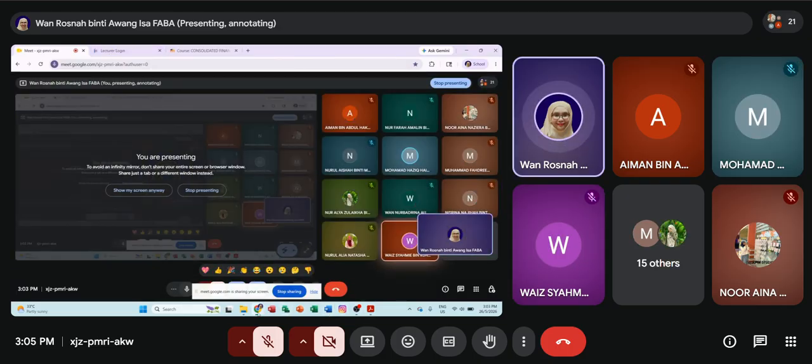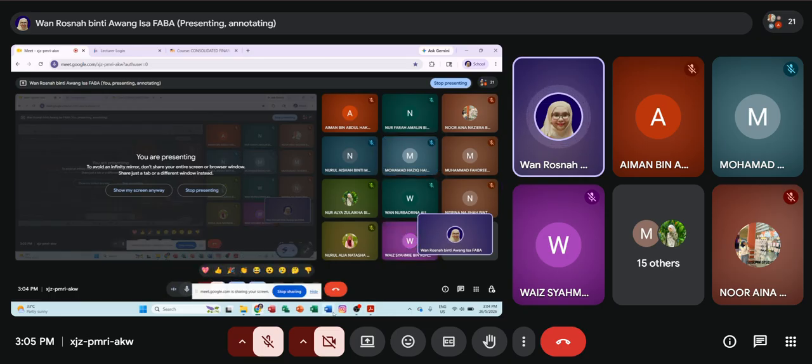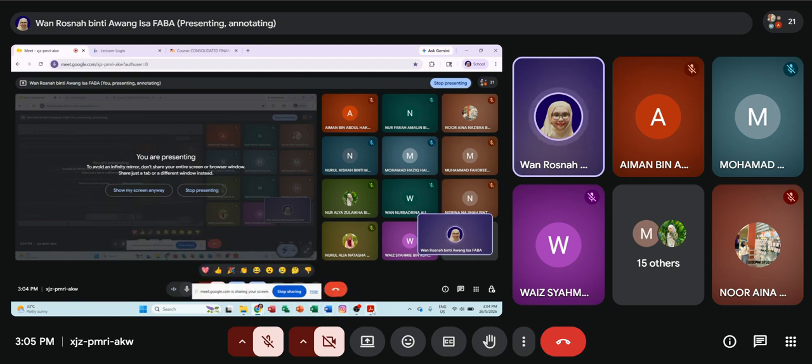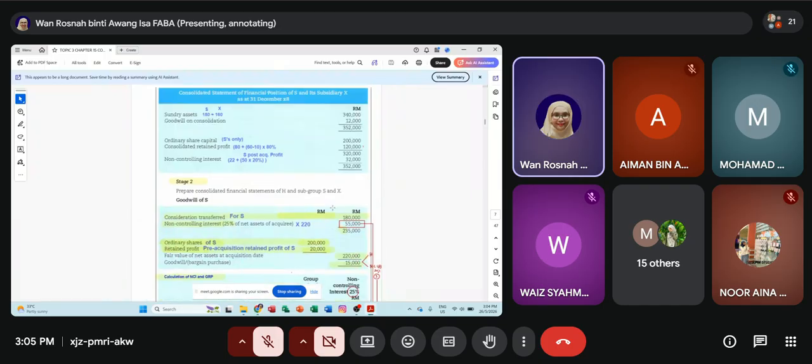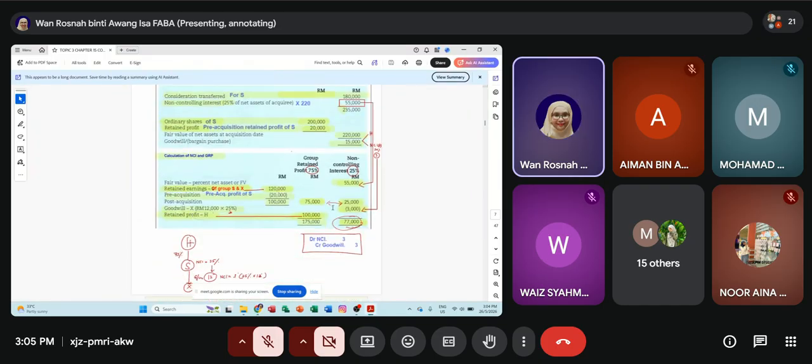So kita break dulu about 10 minutes before we come back and discuss more about this mixed vertical group structure before we proceed with the exercise. Okay, 10 minutes. Break.